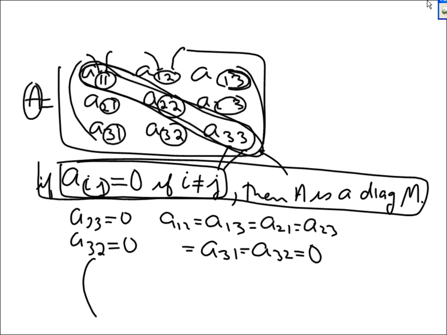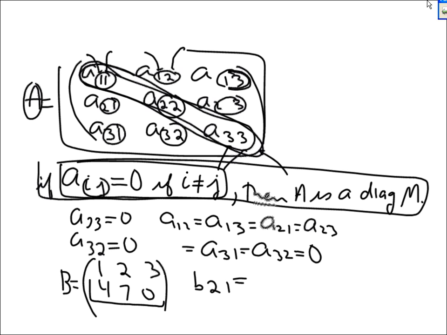Not with respect to diagonal matrices, but let's talk about this for a moment. If this is matrix B, and somebody asks you what is B21, what is entry B21? So you go to the second row, and you go to the first column. And it's 4. The second row, first column position is 4.